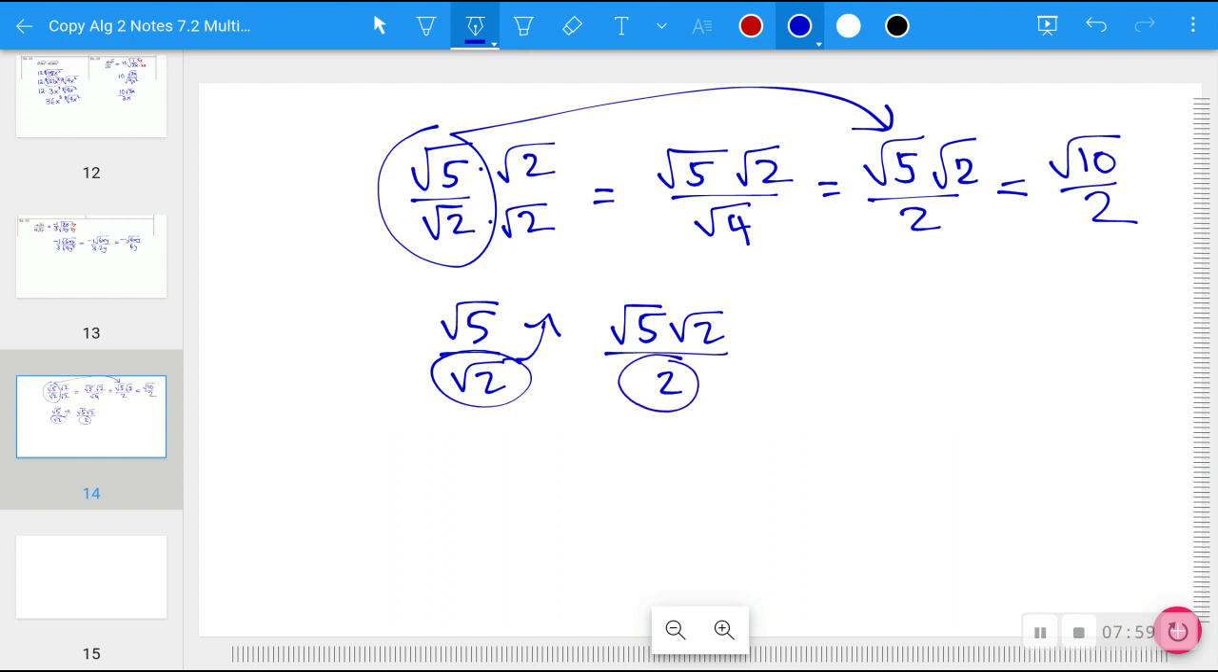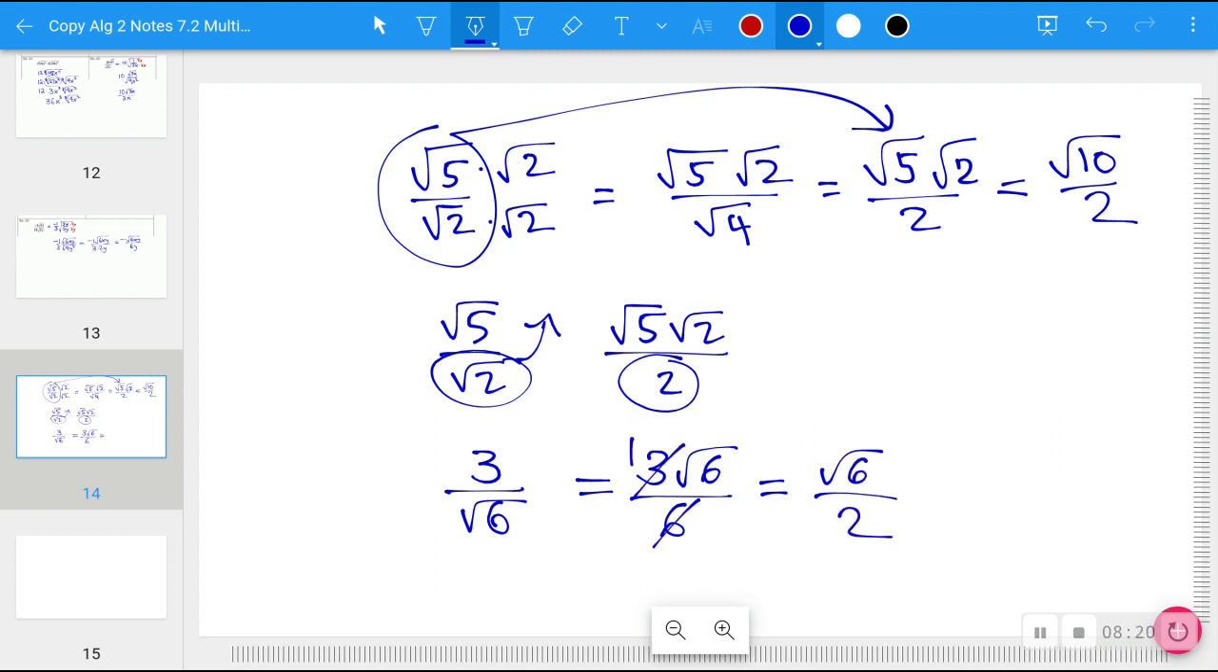So let me give you another example of that. Let's say you had just a whole number, 3 over root 6. The next line would be 3 with the root 6 next to it, but you leave just a plain old 6 behind, and you'll get that done very quickly. This would go on to be root 6 over 2 when you cancel like this. So you can get to the end really quickly if you do this.